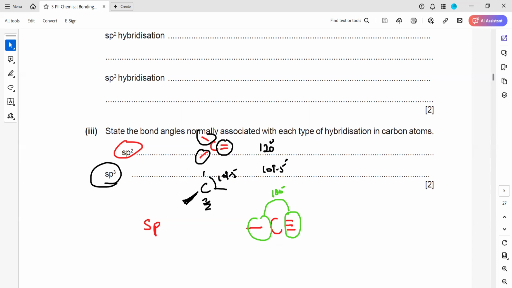Is it clear? This concept about the structure and the orbital overlapping? Any doubt?